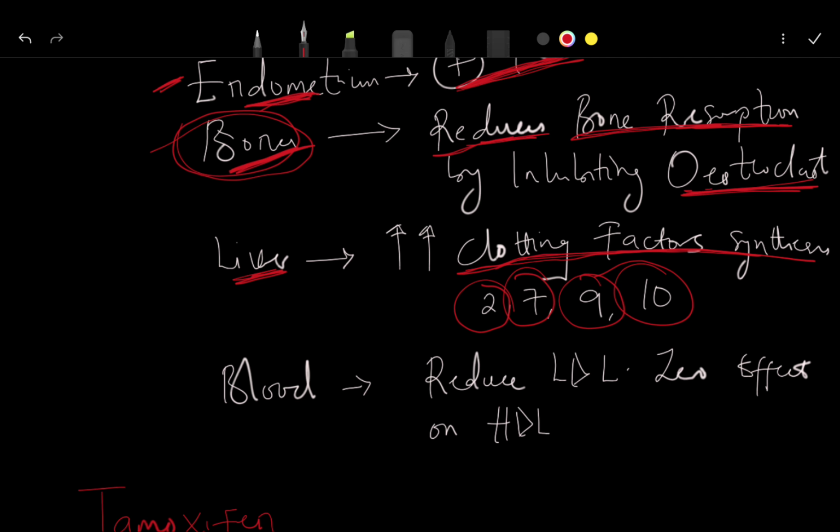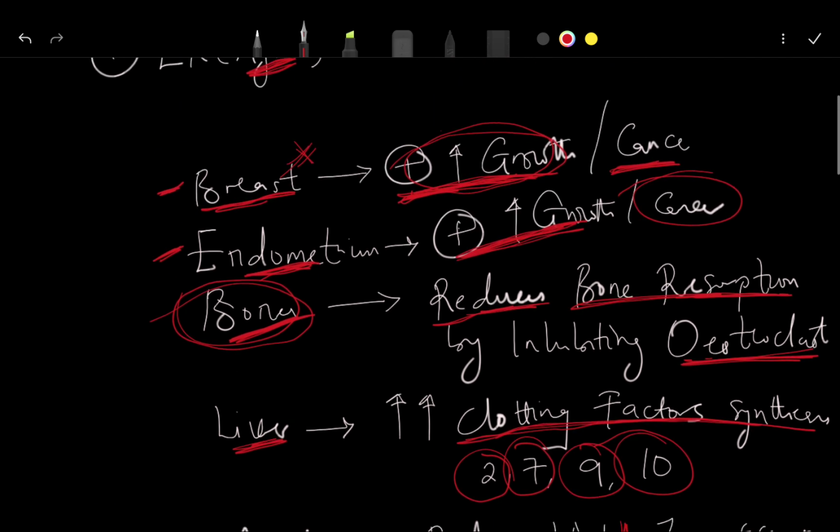Then again, what is the effect of estrogen in the blood? Estrogen tends to reduce your LDL levels. That's why when you compare a male and a female, provided the female is not yet up to menopause, the male is at more risk of having atherosclerosis. Why? Because the high levels of estrogen in the female tend to lower her LDL levels. So this is a good thing in the female. Estrogen plays a good role in ensuring that your LDL levels remain low. So these are the effects of estrogen in various organs.